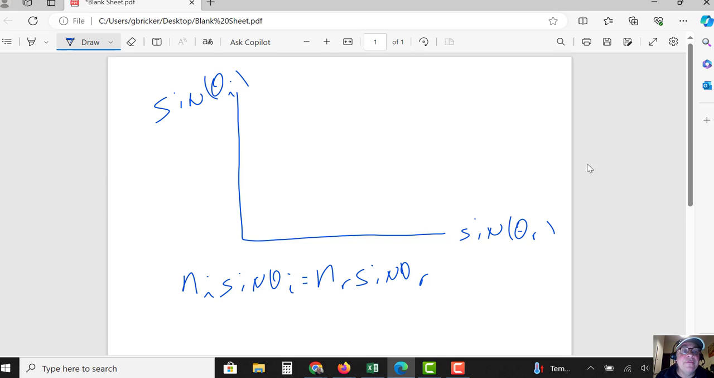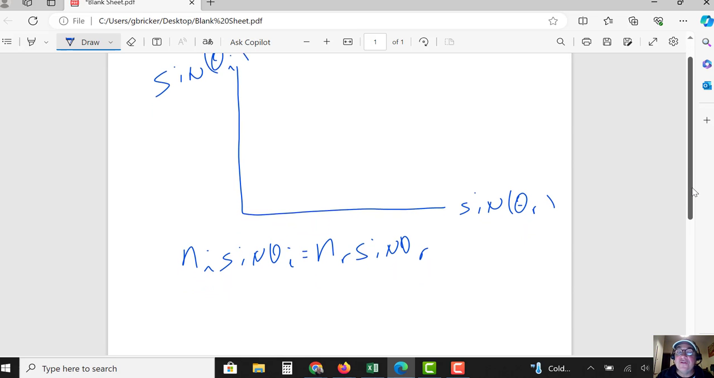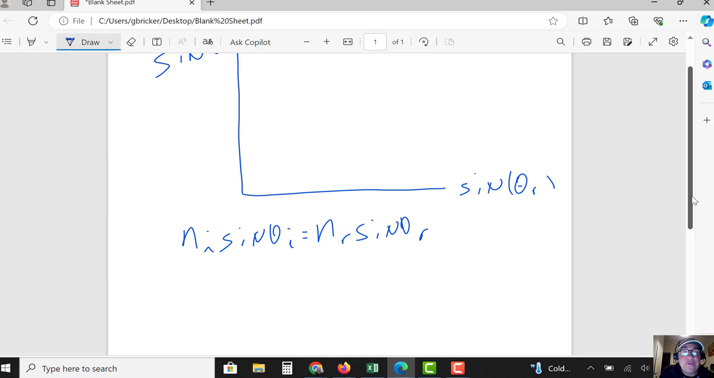Okay, so your data you'll have graphed over here on the vertical axis, the sine of theta incident, and over on the horizontal axis, the sine of theta refracted. And then this is Snell's law. n incident sine of theta incident is equal to n refracted times the sine of theta refracted. So once you plot this, you'll put the equation of the line on here. So what does the slope actually represent? So let me divide both sides by n incident. I have this then: n refracted sine of theta refracted divided by n incident.